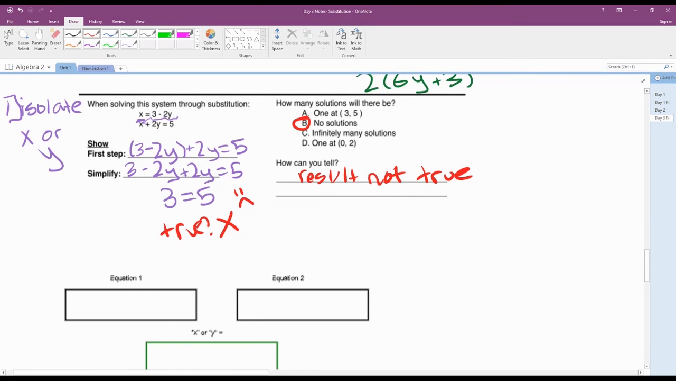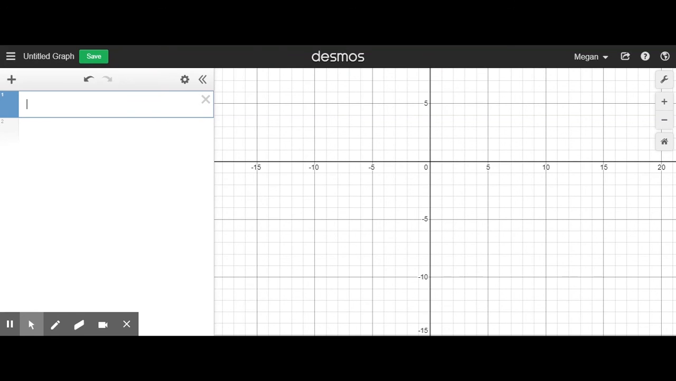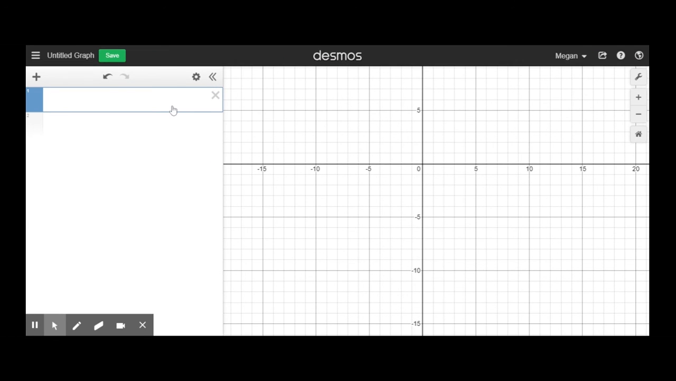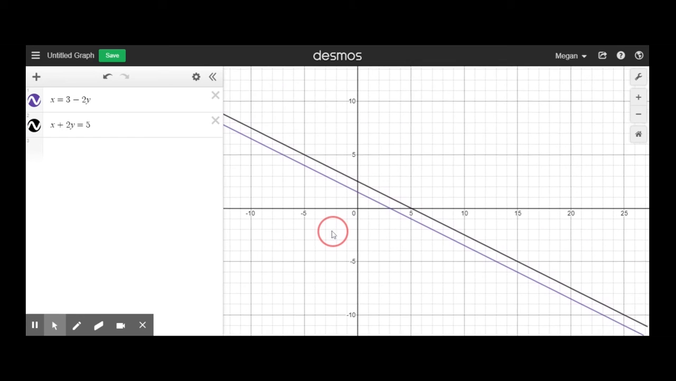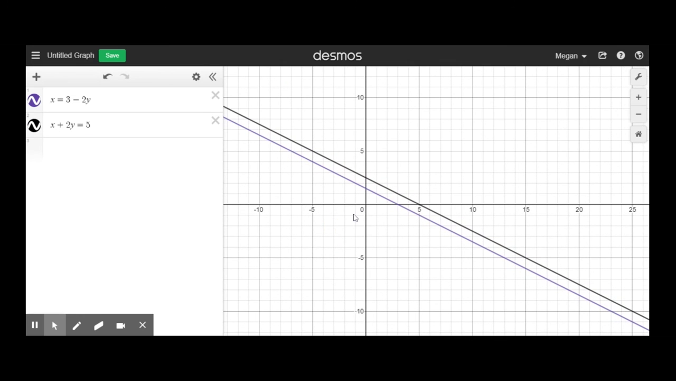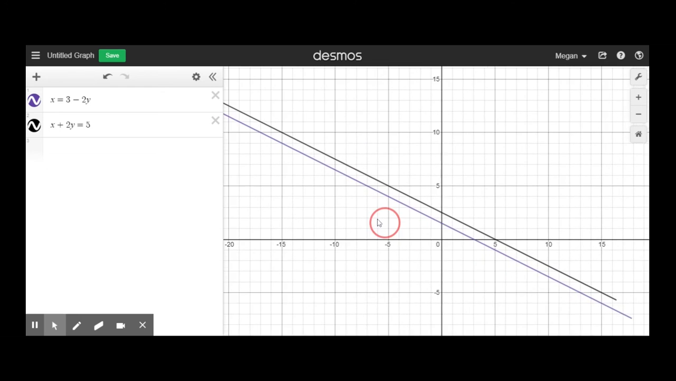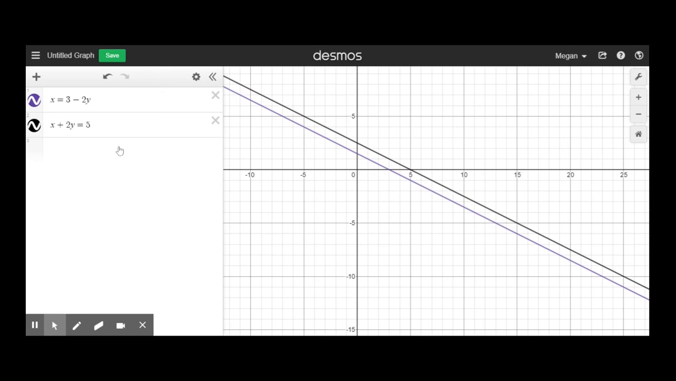And let's check that. So using our handy dandy Desmos, which I love so much, we're going to type in these equations and see what happens. So I got x equals 3 minus 2y and x plus 2y equals 5. Okay, so as I can see, these are parallel lines and they have the same exact slope, so they're never going to touch, which means this does indeed have no solution.